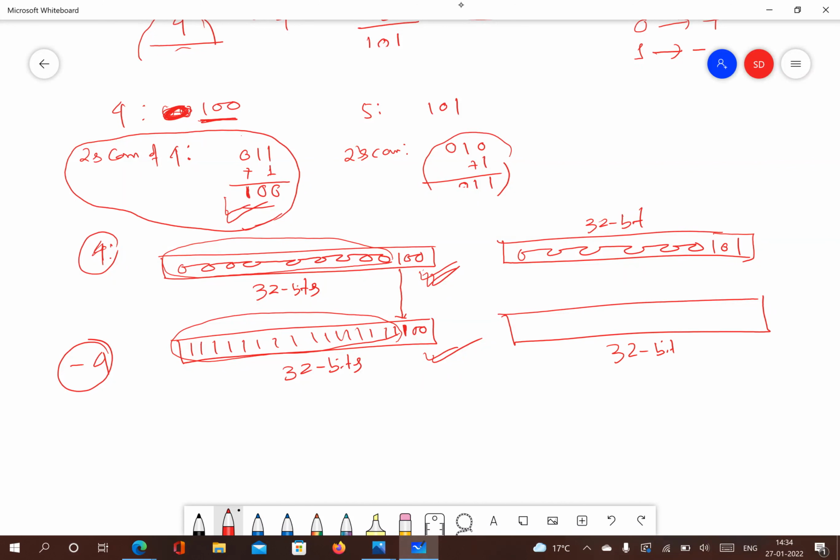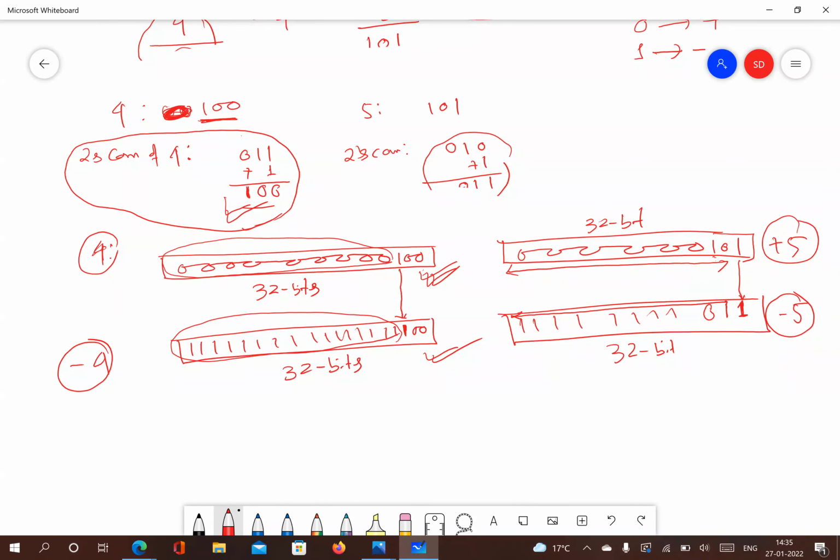So I'll start from this. I'll flip 1 1 1 1 until I flip this also, then 1, until I reach the last one. The last one is the most significant bit, so I'll not flip the last one. Before that, you can see I have flipped all these bits. You can check here, all these bits are flipped. The last one I have not flipped. So if this is plus 5, this is minus 5.